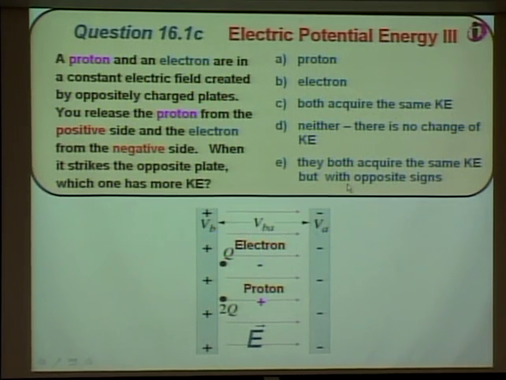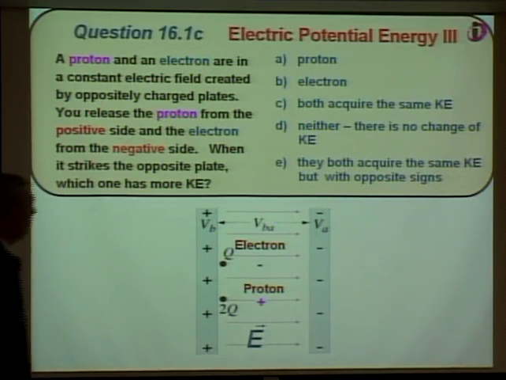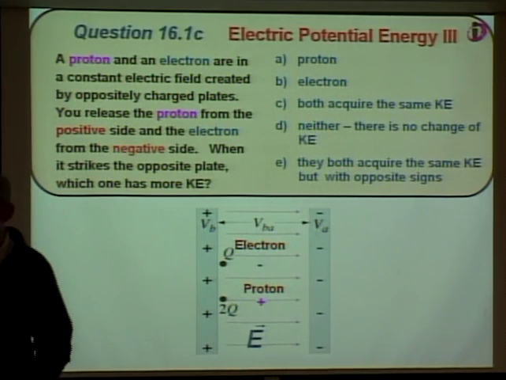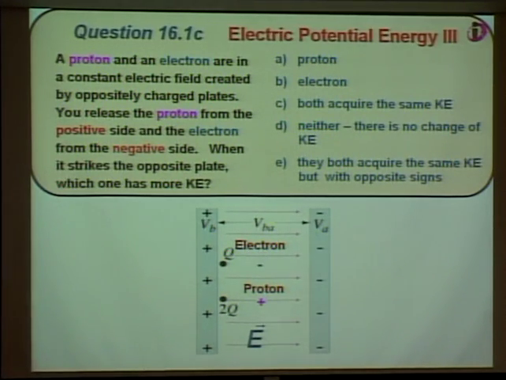When it strikes the opposite plate, which one has more kinetic energy? The proton, the electron, they both acquire the same KE, but with opposite signs. What's the deal here? Somebody said a tentative C. Does that make sense?